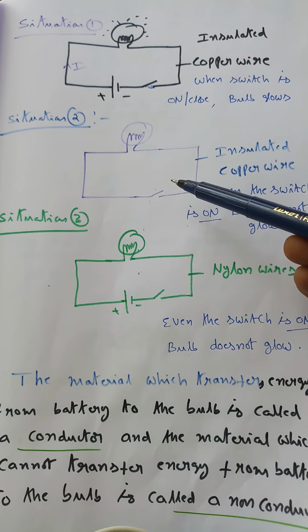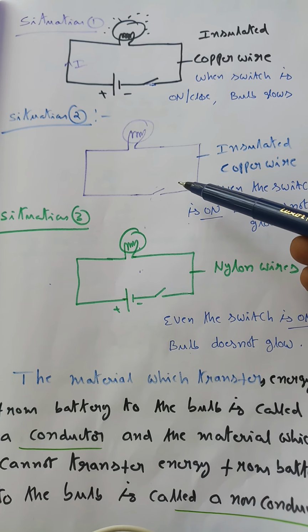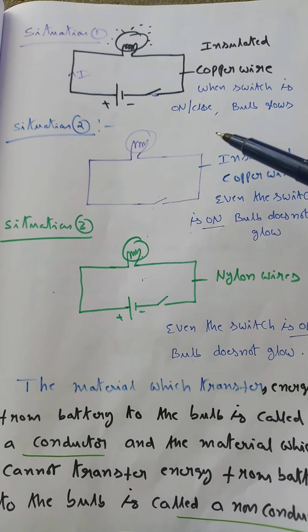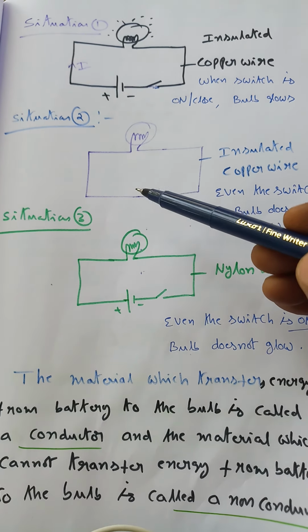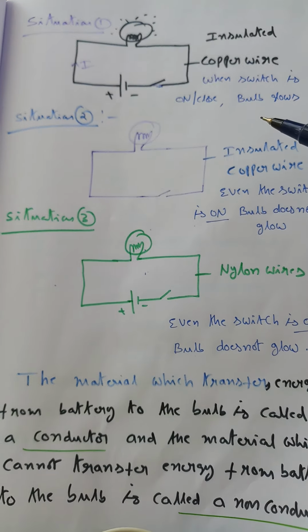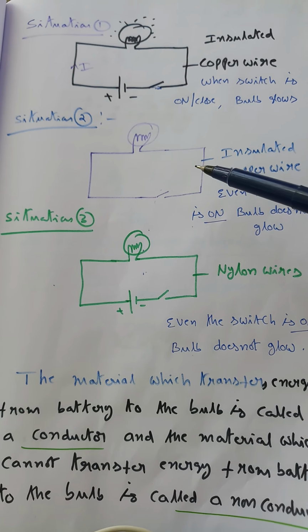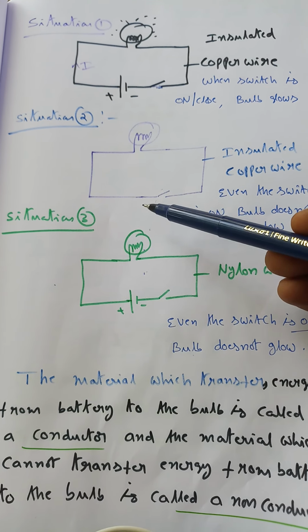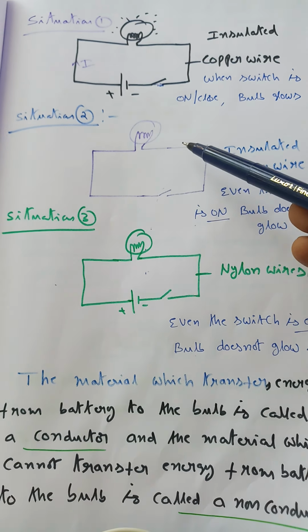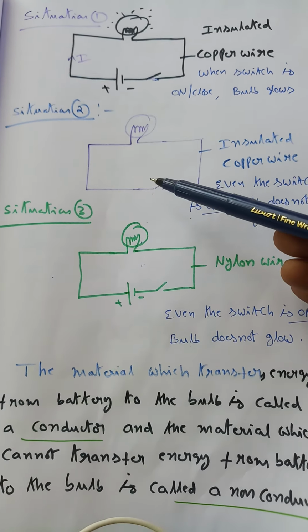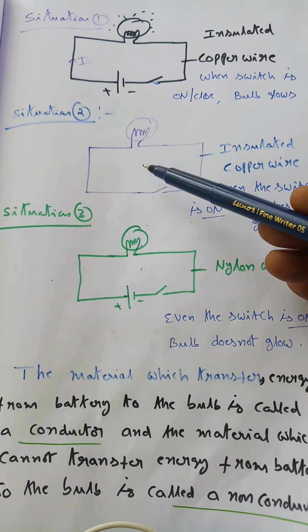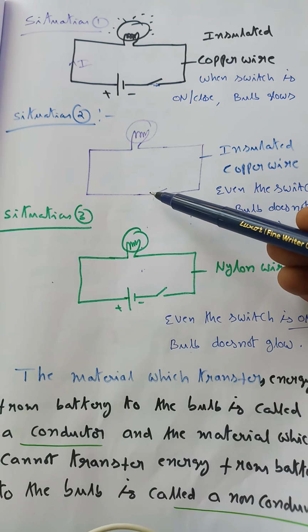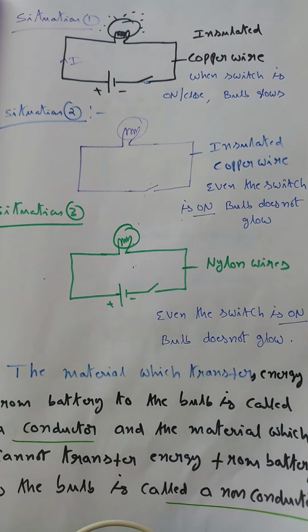So with this we can understand, to make a flow of current in the circuit, the source of power is essential. Okay. So without a source of power, current does not flow in the circuit. So here the bulb is not glowing means current is not flowing, because there is no power source, there is no battery.